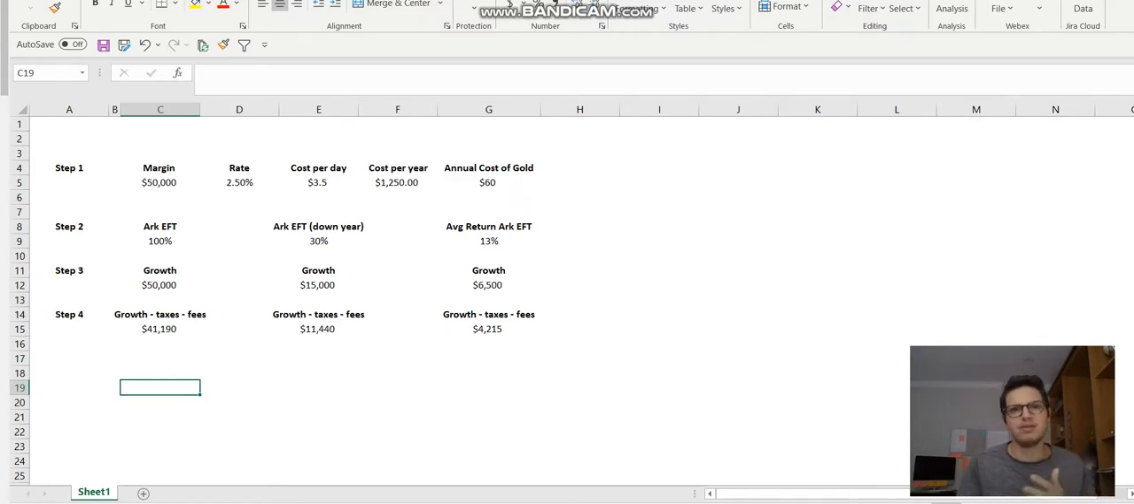ETFs are usually a lot safer than individual stocks. They're powered by a lot more stocks, so they don't have that same volatility. And then overall, you can grow, depending on which ETF you use.